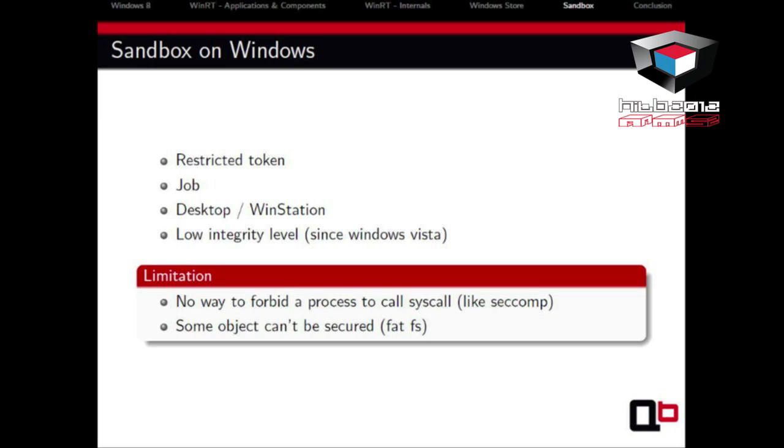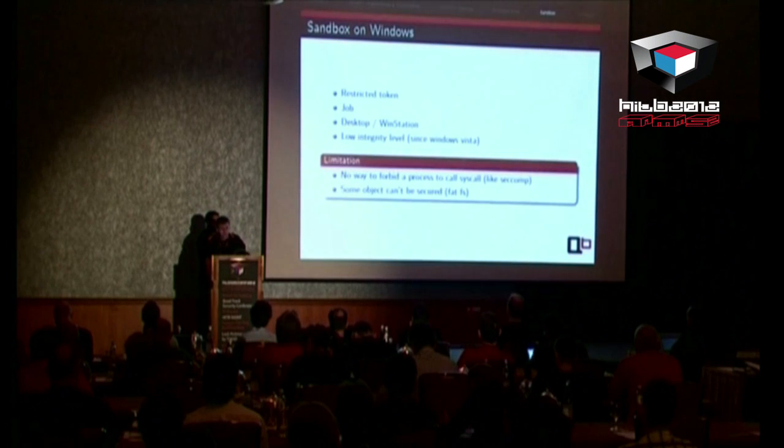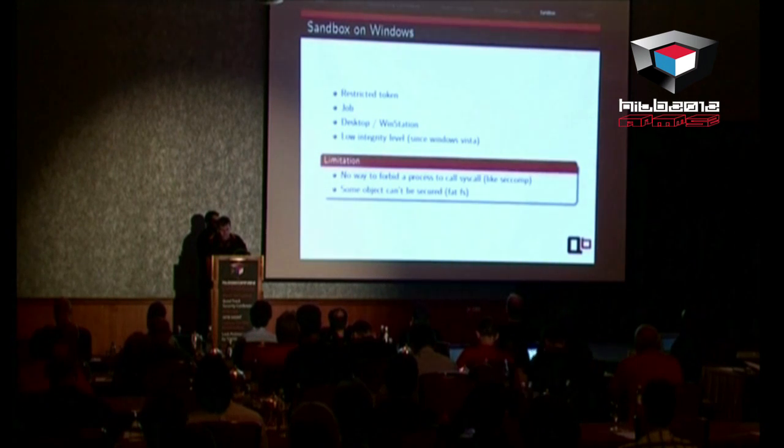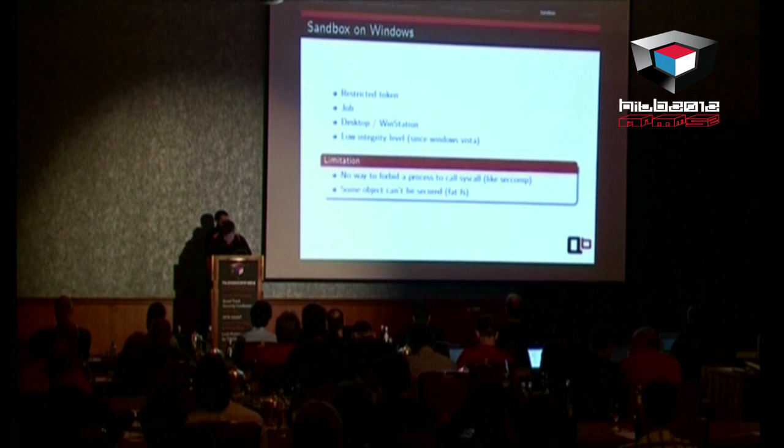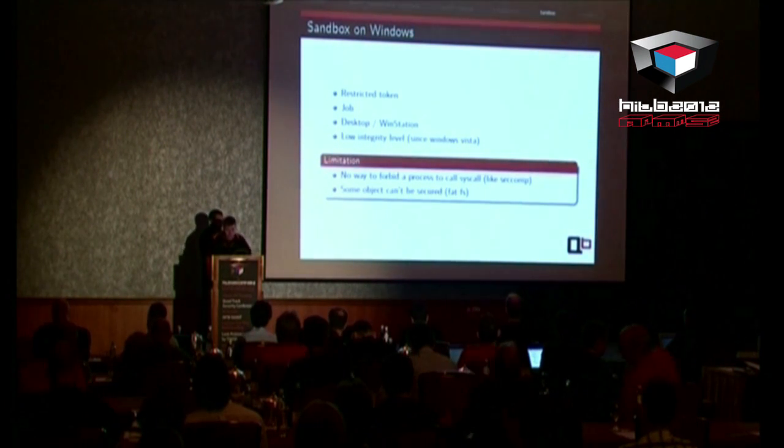Unfortunately, there are some restrictions with these APIs. For example, there is no way to forbid a process from calling any syscall, like the seccomp mode in Linux. So imagine there's a vulnerability in a syscall. Basically, a WinRT application could possibly call this syscall and trigger the vulnerability. Also, there are some objects which cannot be secured by design, like the FAT file system.